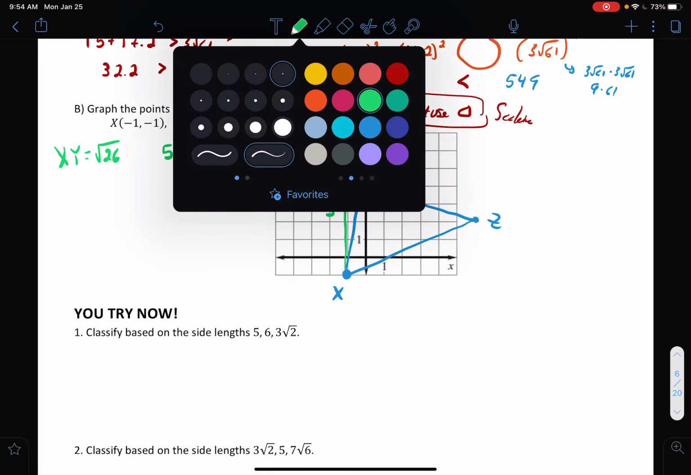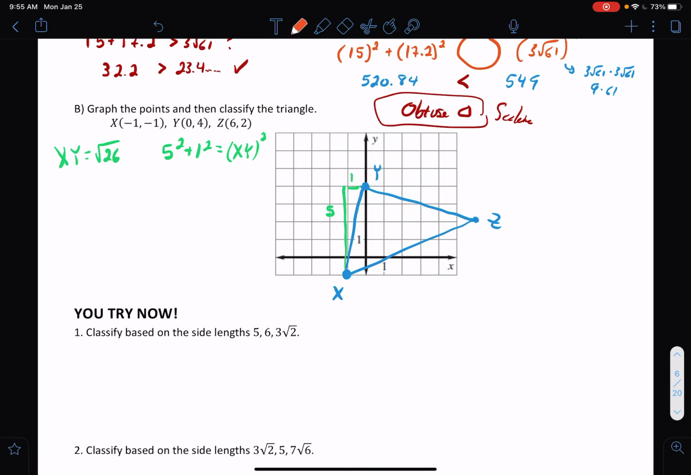Next up we'll do YZ. I go over 1, 2, 3, 4, 5, 6, down 2. Over 6, down 2. So to find YZ, that's going to be 6 squared plus 2 squared equals YZ squared. So 6 squared plus 2 squared is 40. So YZ is the square root of 40, which simplifies to 2 square roots of 10.